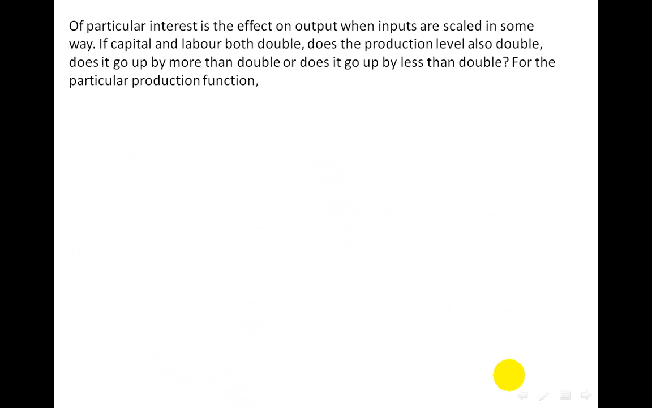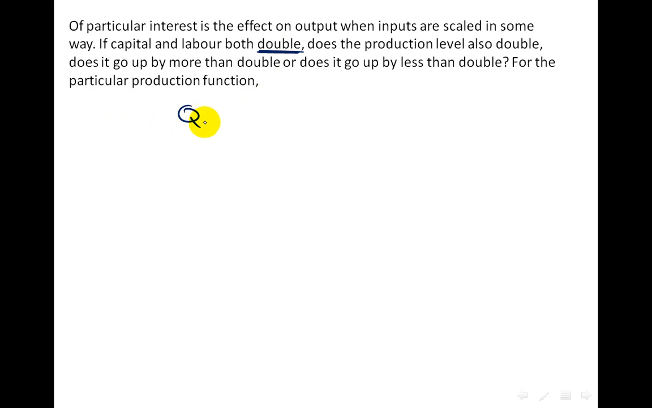Of particular interest is the effect on output when the inputs are scaled in some way. If capital and labor are both doubled, does the production level also double? Does it go up by more than double, or does it go up by less than double? So if I double my inputs, I want to check if my output is also going to be doubled, or more or less than the double. So let's try.